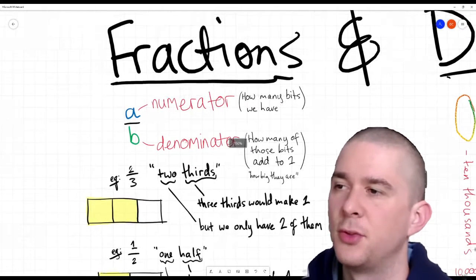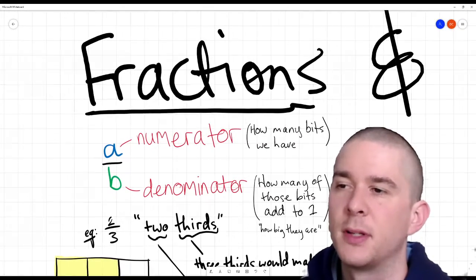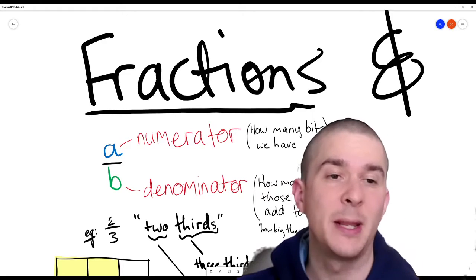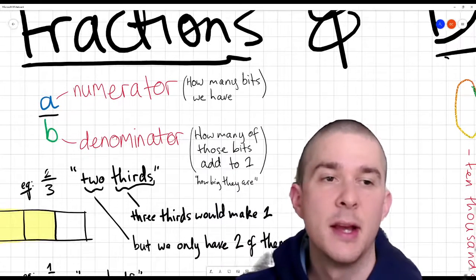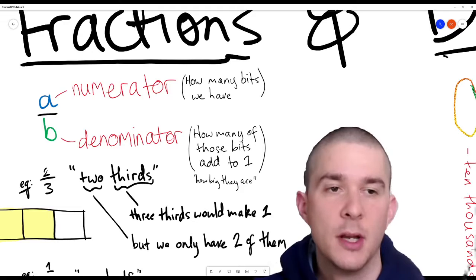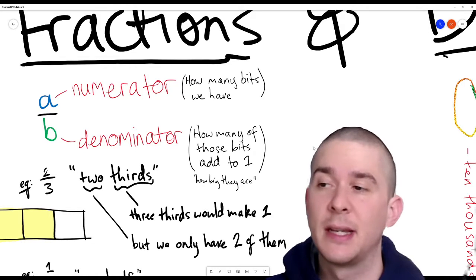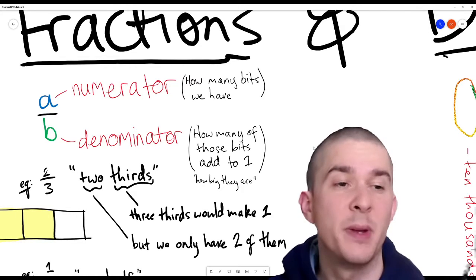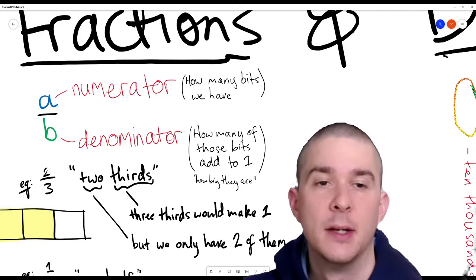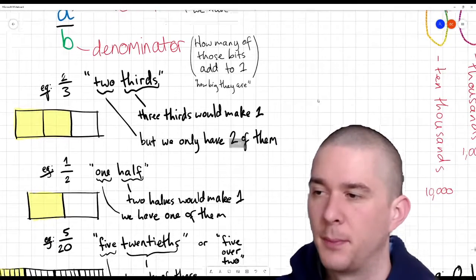So a fraction has two parts. The top number is a numerator. This is where we count how many bits, how many things we have. And the bottom number is a denominator. So that's how many of those bits it would take to add to 1, which tells us how big the bits are, right? So let's look at some examples here.